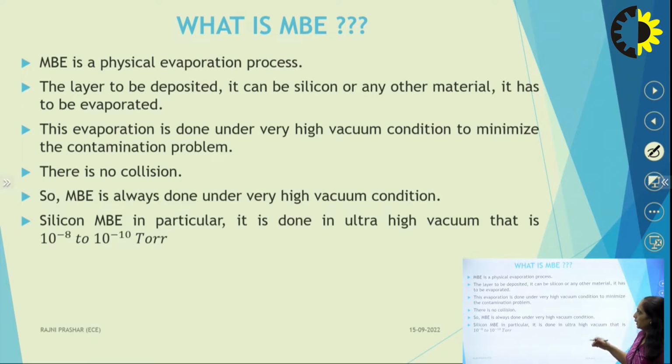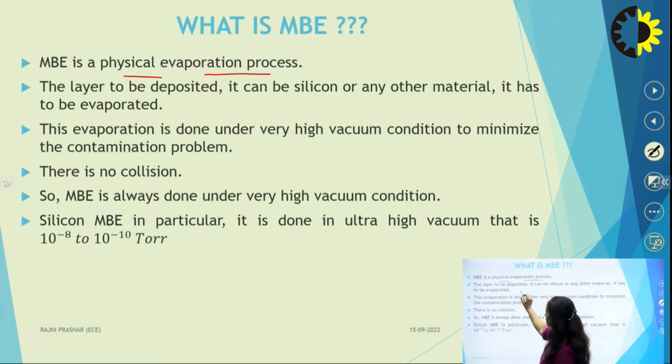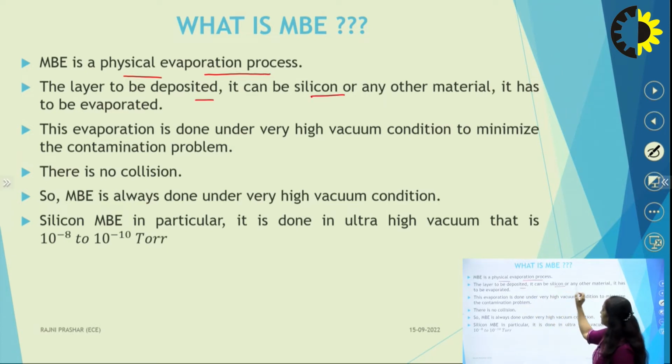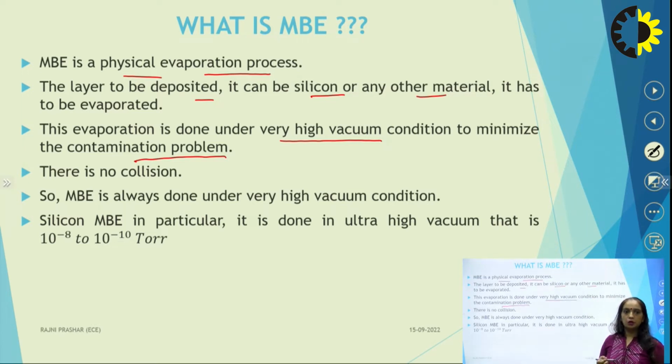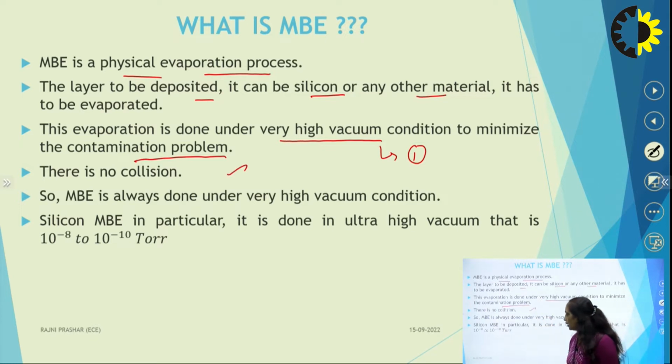So in case of MBE, what is this MBE, molecular beam epitaxy? I have stated so many times that it is a physical evaporation process. The layer to be deposited, it can be of silicon or any other material, has to be evaporated. The evaporation is done under a very high vacuum condition to minimize the contamination problem. So a very high vacuum condition should be the first important point for molecular beam epitaxy. There will be no collision, and so MBE is always done under vacuum condition.